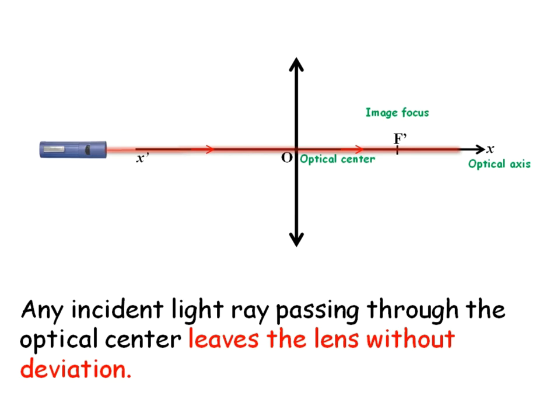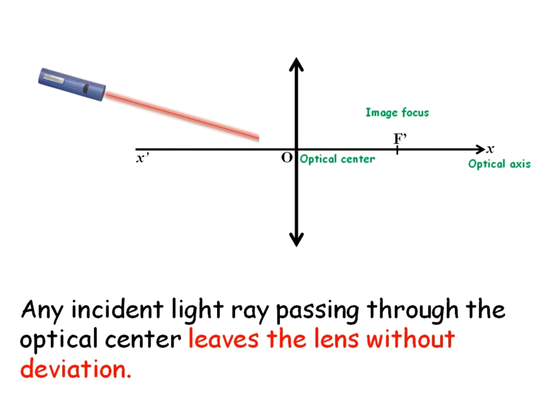We are not obliged to have the light ray passing along the optical axis. It also may pass above it, but still passing through its optical center. So when it passes through the optical center, it also continues undeviated. This is the rule. Any incident light ray passing through the optical center will leave without deviation. This is the second rule.